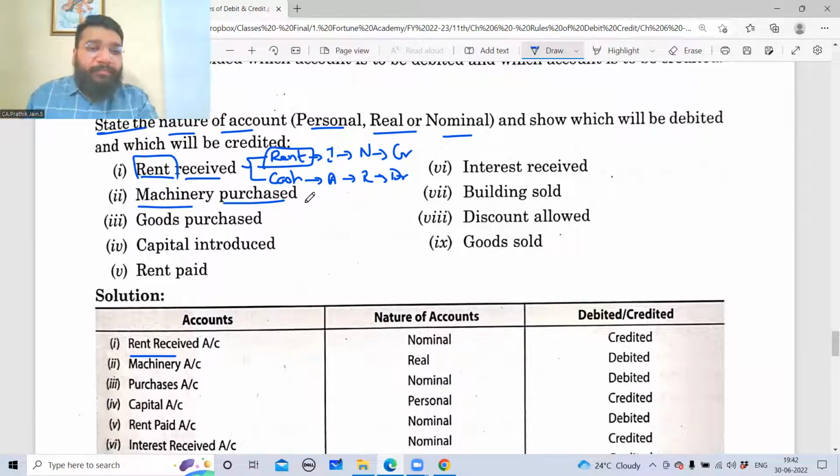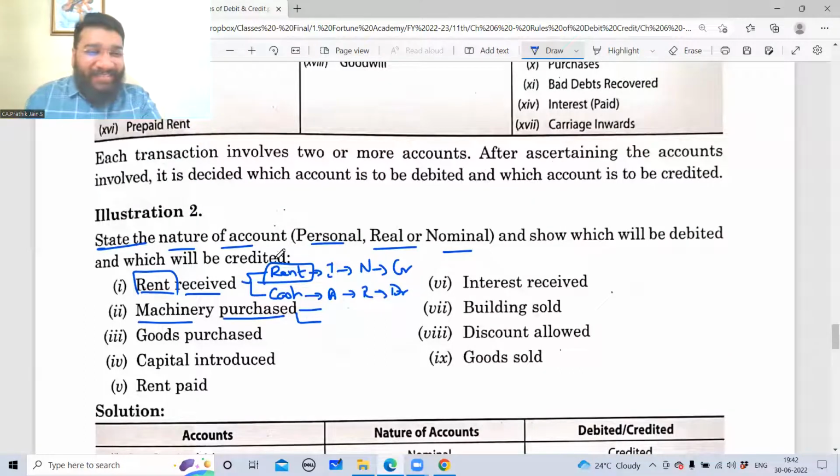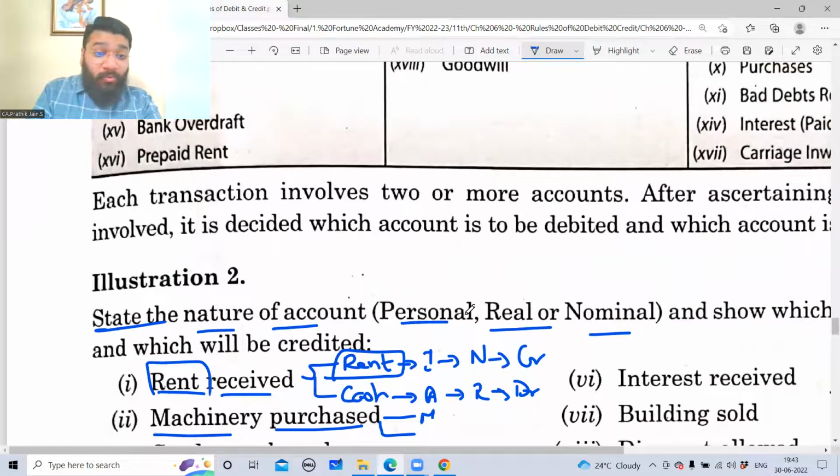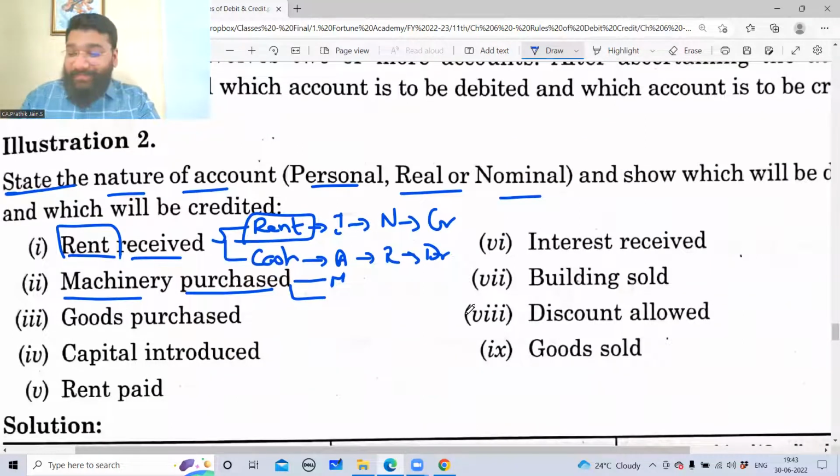Okay. So machinery purchased. Machinery purchased, which two accounts are affected? One is purchase. Not purchase. What is the meaning of purchase, my dear friends? Purchase means I buy something with the intention to resell. Are you buying the machinery with the intention to resell? The intention is to use. So this becomes my capital expenditure. If I buy something with the intention to resell, that is my revenue expenditure. If I buy something with the intention to use it, it becomes my capital expenditure.